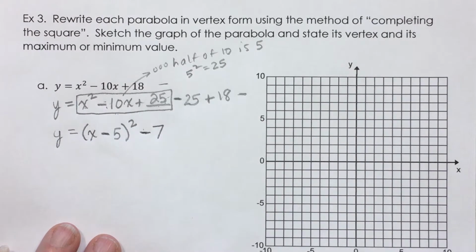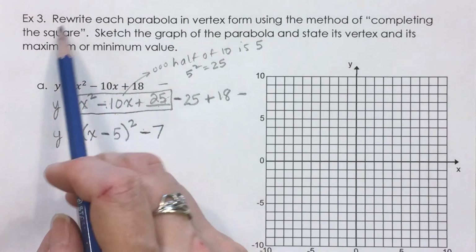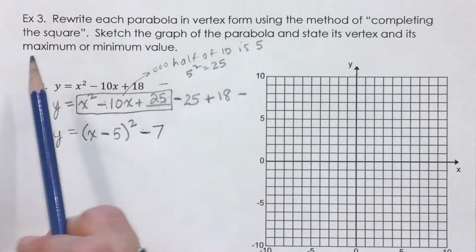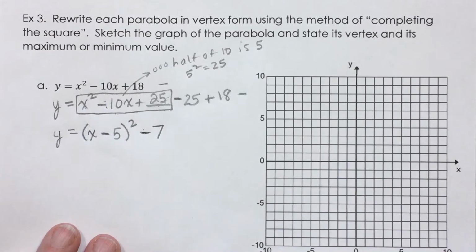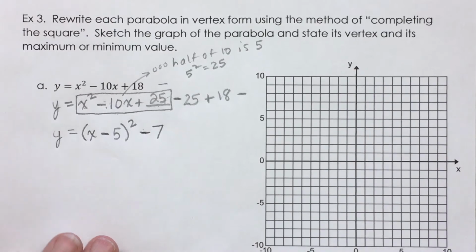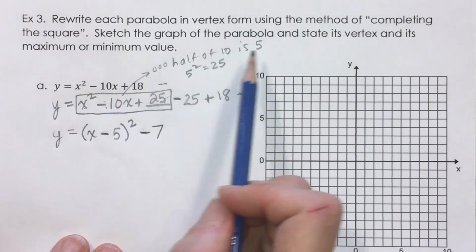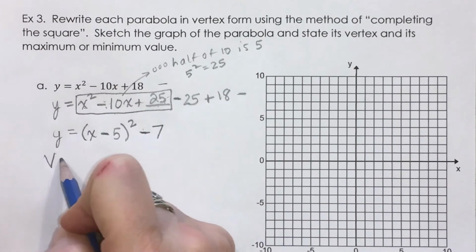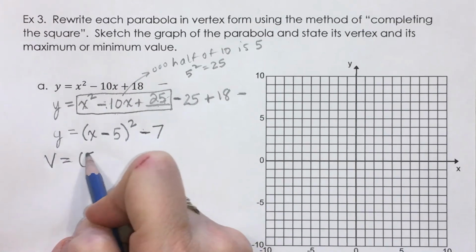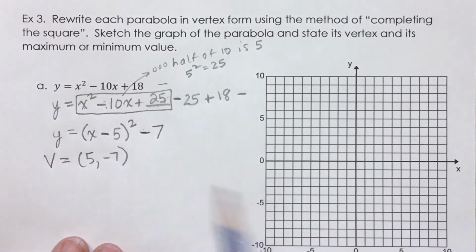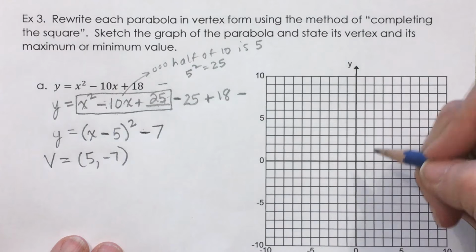All right, so we have done the first part. Rewrite each parabola in vertex form using the method of completing the square. Sketch the graph of the parabola and state its vertex and its maximum or minimum value. So we know its vertex is positive 5, negative 7. So we can plot that on our graph.